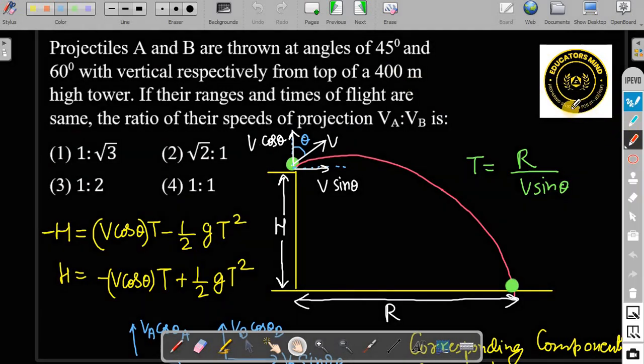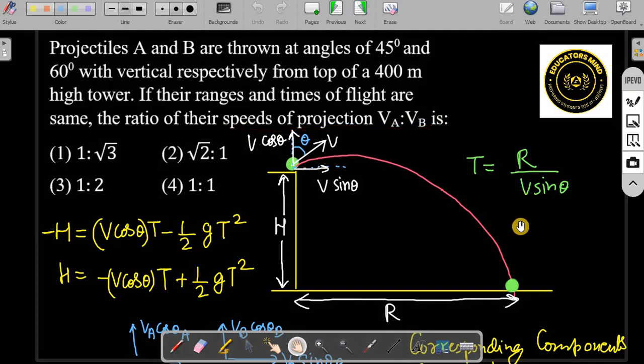next question. Two projectiles A and B are thrown at 45 degree and 60 degree. Suppose if you throw a projectile at an angle theta, here theta, remember theta is with respect to vertical. Okay, so this is theta. So if you resolve this velocity, this vertical will be u cos theta, this will be u sin theta, because theta it is making with the vertical. Okay, and this height from the ground, this building height is 400 meters. If their ranges and time of flight are same, they are saying that their ranges and time of flight both are same. Ratio of the speed of projection VA by VB, what is that?